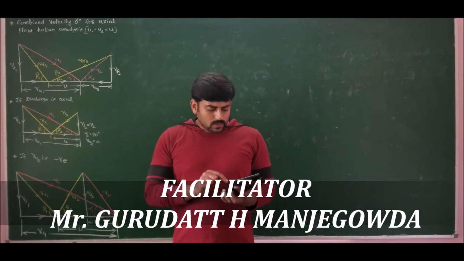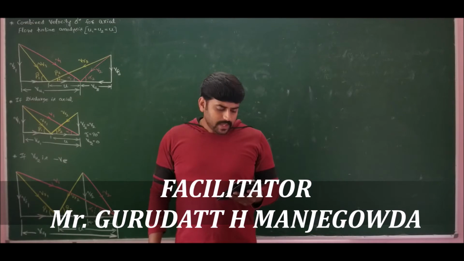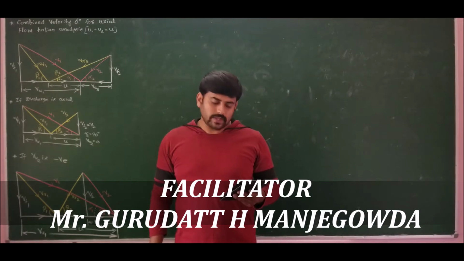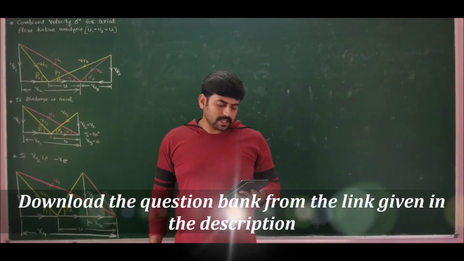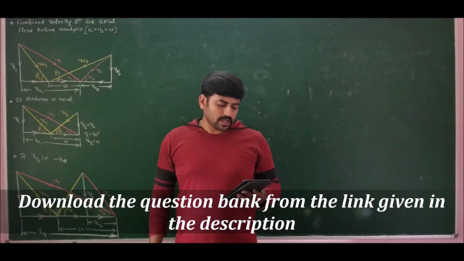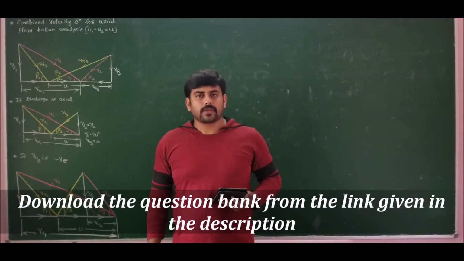The problem number 2 of our discussion states that in a reaction turbine, inlet and outlet blade angles are 50 degrees and 20 degrees respectively. Steam enters at 18 degrees to the plane of the rotor wheel and leaves at 40 degrees. The rotor speed is 260 meters per second. Calculate speed ratio, specific work and degree of reaction.